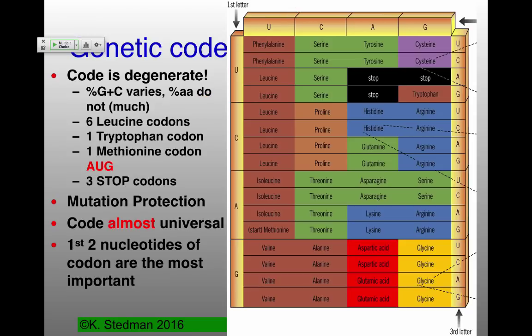One thing I did want to point out, just really briefly, is that the code is not completely universal. A lot of people talk about the genetic code. This is just one of the genetic codes. And there are some slight modifications to it, some of which have been discovered literally in the last couple of years. So we'll continue to look at this.